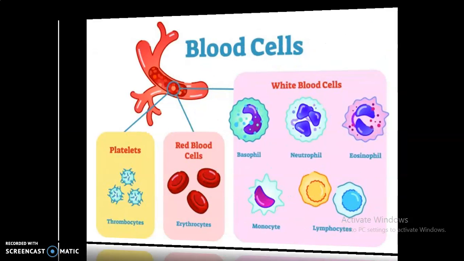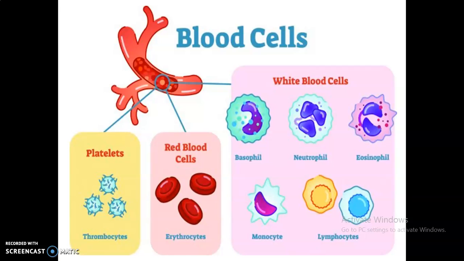And as we all know, blood. Blood contains different types of cells, that is white blood cells, red blood cells and platelets. This is all about connective tissue.